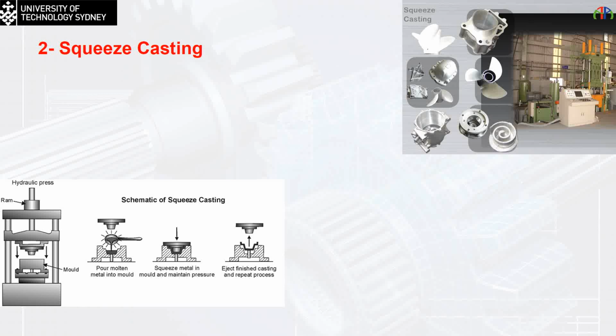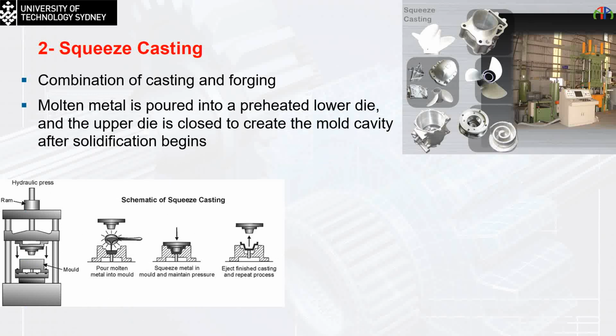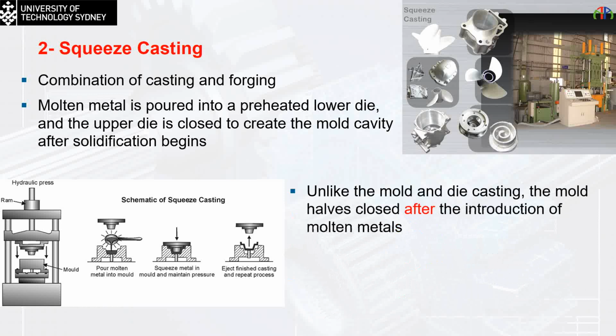The molten metal is poured into the preheated lower die, and the upper die is closed to create the mold cavity as the solidification begins. Unlike in die casting, where you have to close the mold and then fill it, this one is filled and then closed to force the part to take the shape. Lesser pressure and finer surface details can be achieved compared to the conventional forging process.